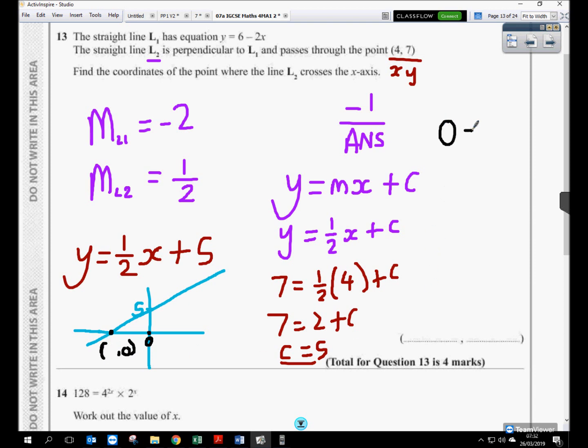So let y equal 0. 0 equals a half x plus 5. Minus 5 from both sides. Minus 5 is equal to half of x. So what's a whole x? Well, double. Double a half, you get a whole one. Double negative 5, you get negative 10. It's negative 10, comma, 0.